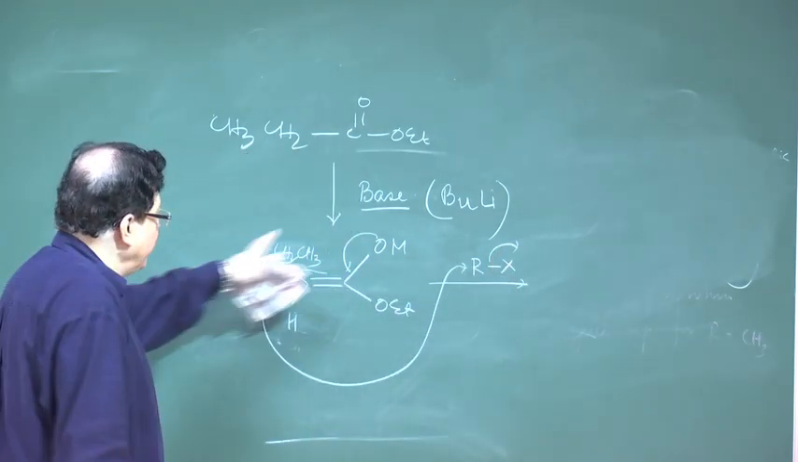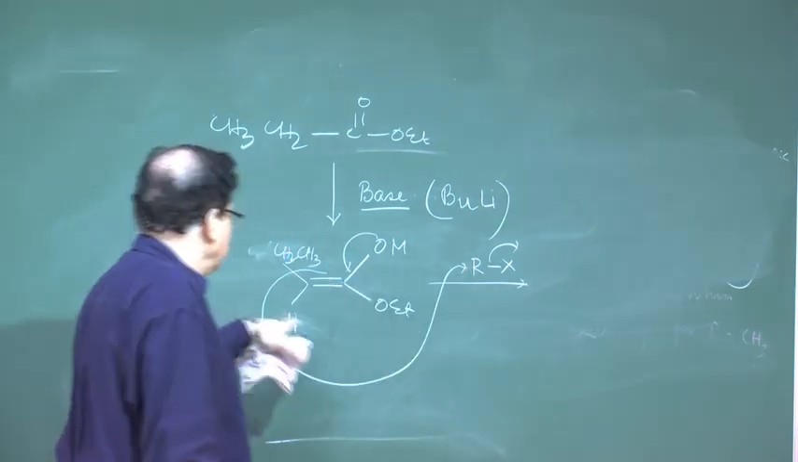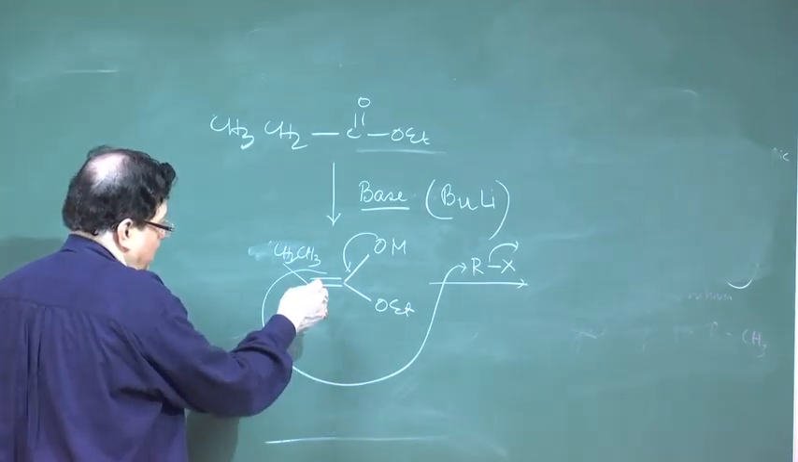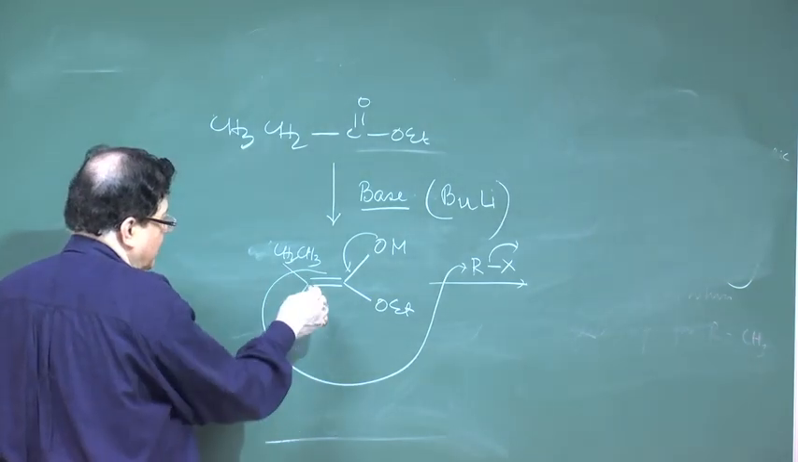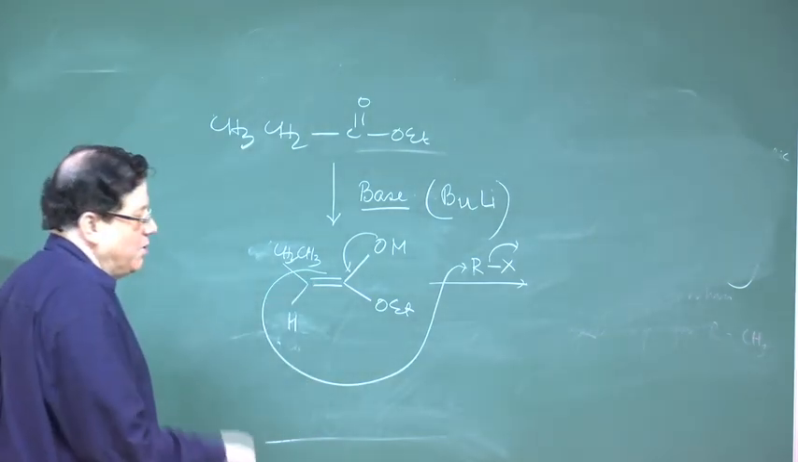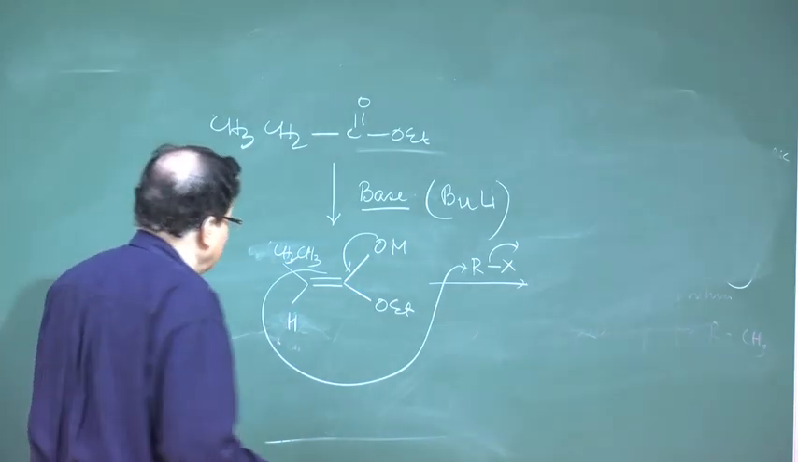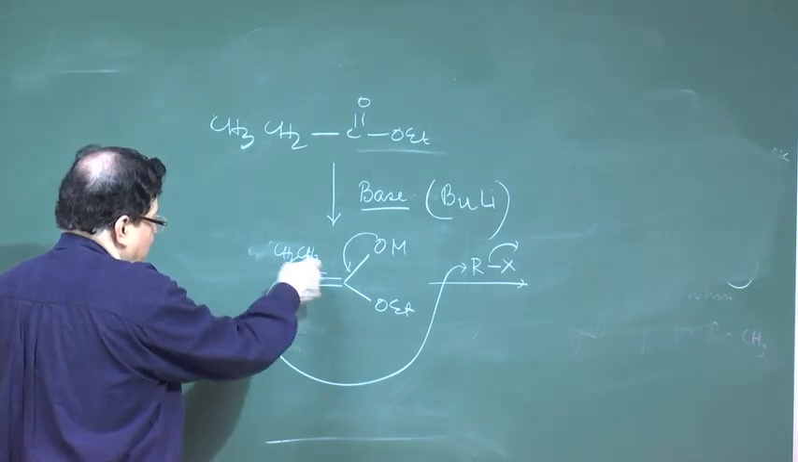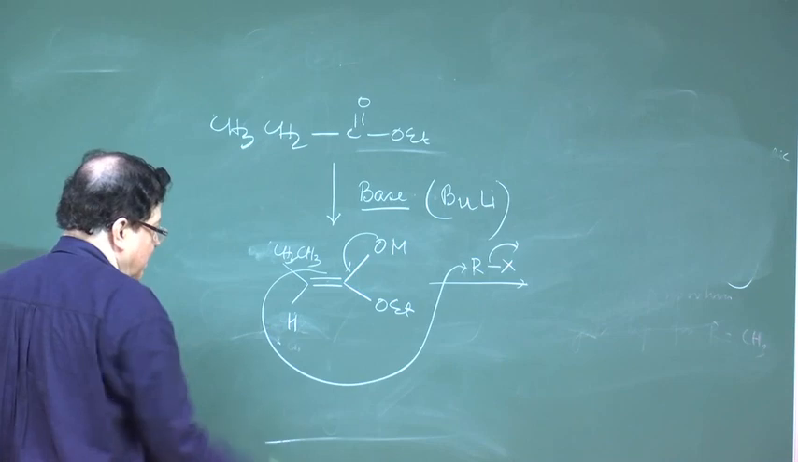Now, since I do not have any chirality involved in this system, this is not chiral and the whole system is flat. So, what happens, the RX can come from the top side or the RX can come from the bottom side, like the Re face and Si face. So, you can work out which is the Re face and which is the Si face. Okay. So, this is 1, that is 2, that is 3, that means this is the Si face and the back side is the Re face.